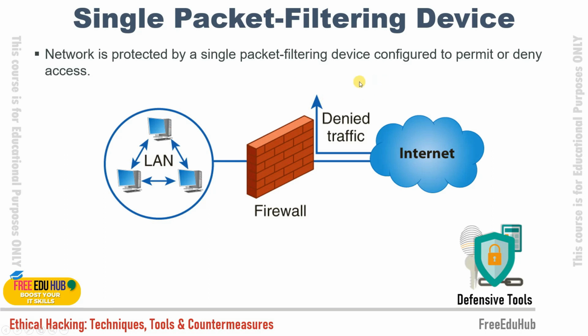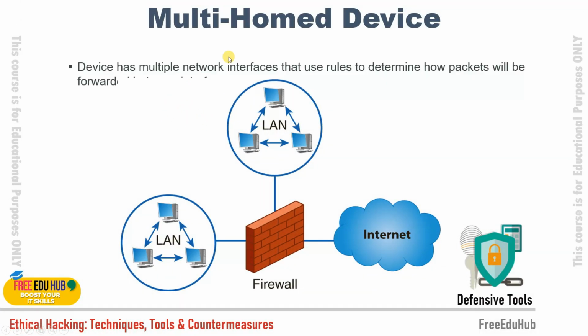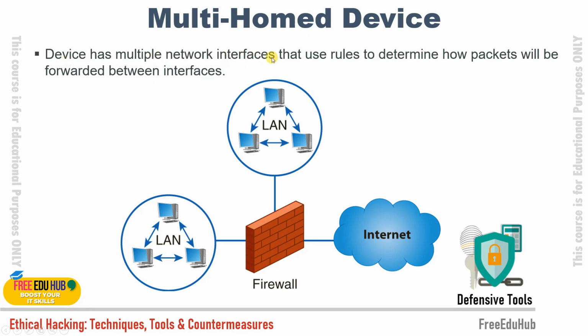Now here we are looking at a single packet filtering device. The network is protected by a single packet filtering device configured to permit or deny access. As you can see, the firewall is in the middle and it is allowing specific traffic to the LAN. Then we have a second layer, which is a multi-home device that has multiple network interfaces and uses rules to determine how the packets will be forwarded between the interfaces.